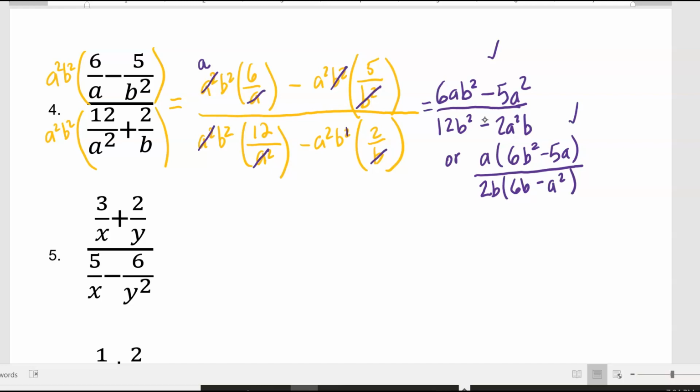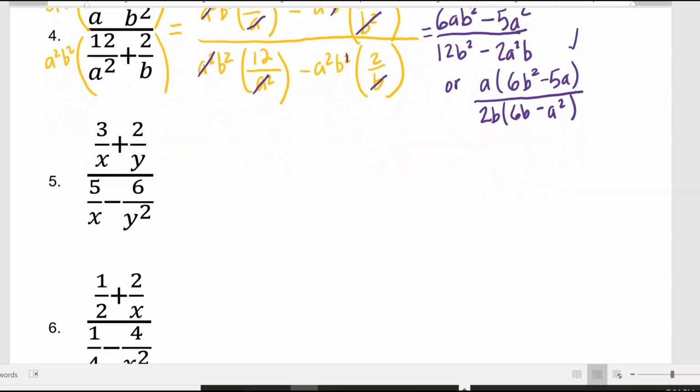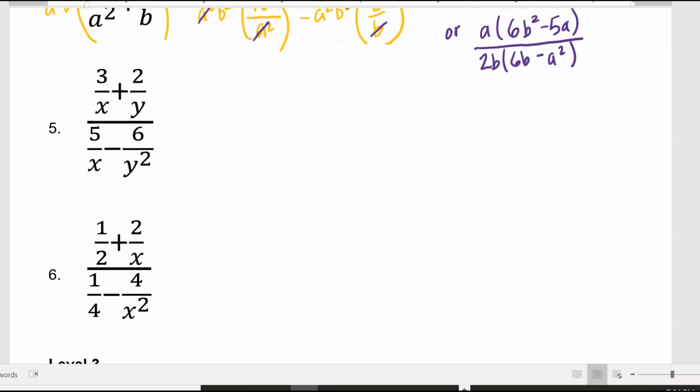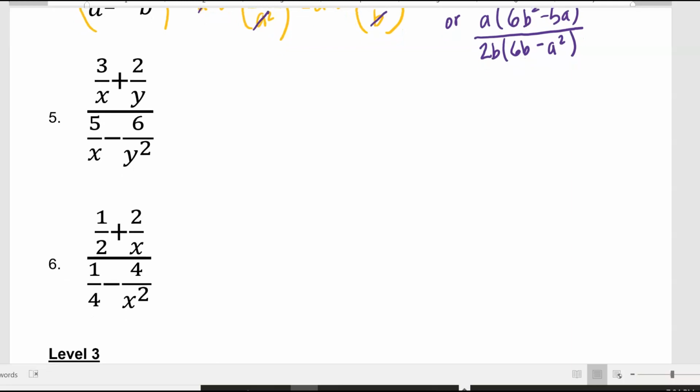Let's move on to number 5. What is the LCD? So try to call out the LCD before I reveal the LCD so that you'll know whether or not you understand how to find the LCD. So what is the LCD here? The LCD is xy squared. So that's what we're going to multiply numerator and denominator by, xy squared.